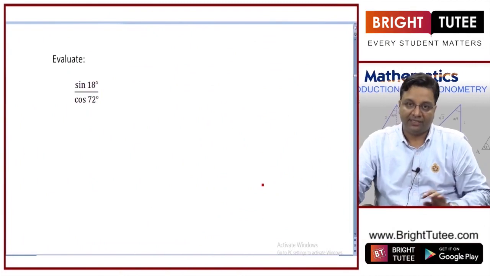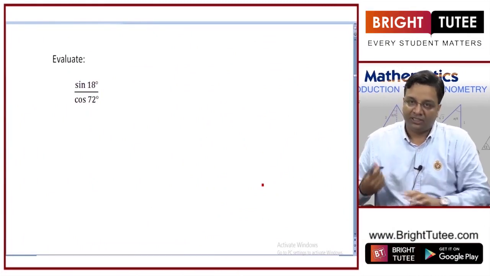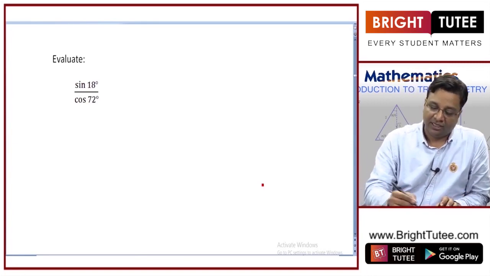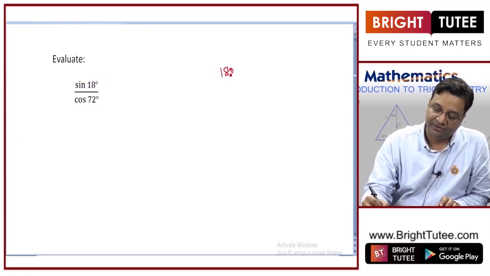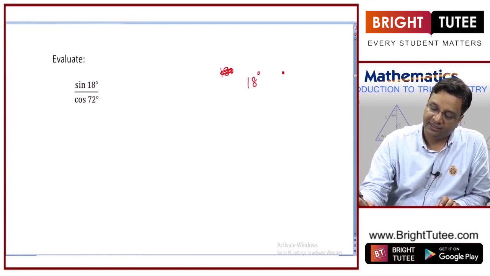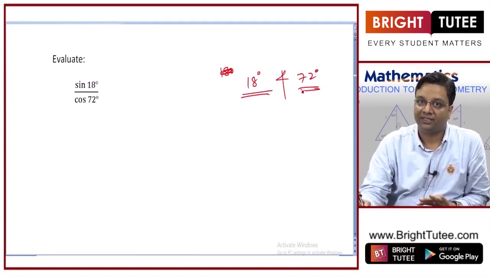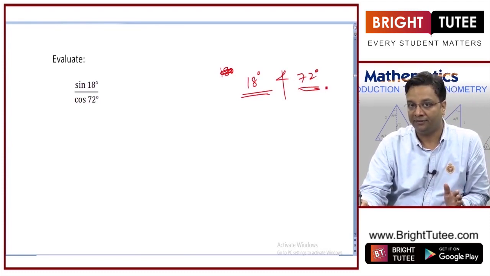So let's move to the exercise now. First question seems very simple because we have discussed this type of question in the example. 18 degrees and 72 degrees. What is the relation? These are complementary angles, right? Because 18 plus 72 will give you 90.